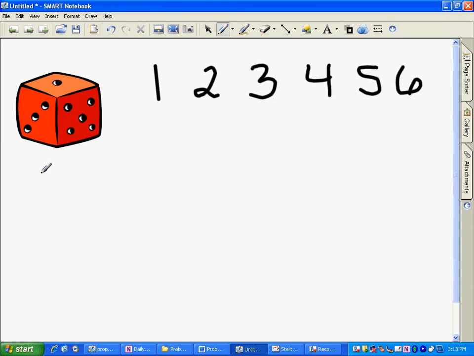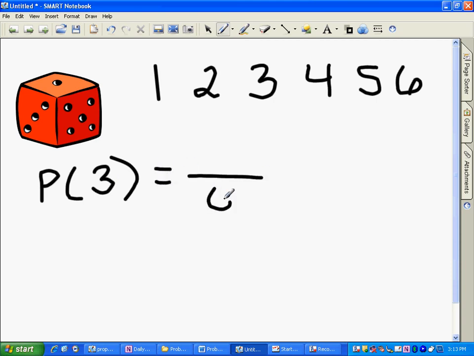And so if I said, what is the probability of rolling a 3? This is just a short abbreviated way of saying probability of a 3. Okay, so I look at my outcomes. The bottom number is how many outcomes there are. The top number is how many out of my outcomes satisfy what I'm looking for. So out of my 6 outcomes, I see one 3, so the probability is 1/6 that I'm going to roll a 3.